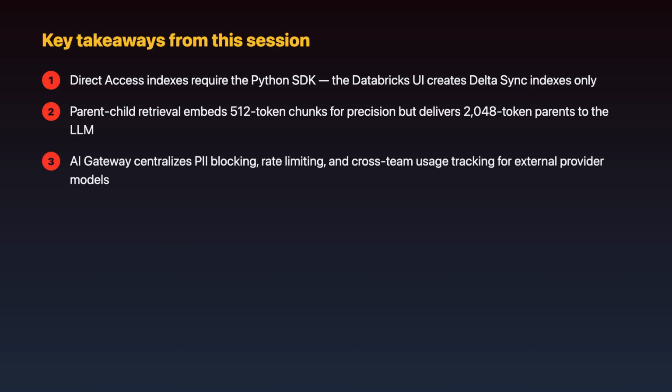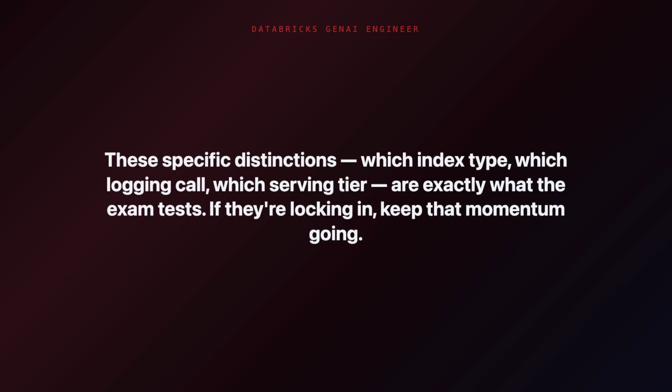3 takeaways from this session. First, direct access indexes require the Python SDK. The Databricks UI creates delta sync indexes only. Second, parent-child retrieval embeds 512 token chunks for precision, but delivers 2048 token parents to the LLM. Third, AI Gateway centralizes PII blocking, rate limiting, and cross-team usage tracking for external provider models. These specific distinctions, which index type, which logging call, which serving tier, are exactly what the exam tests.